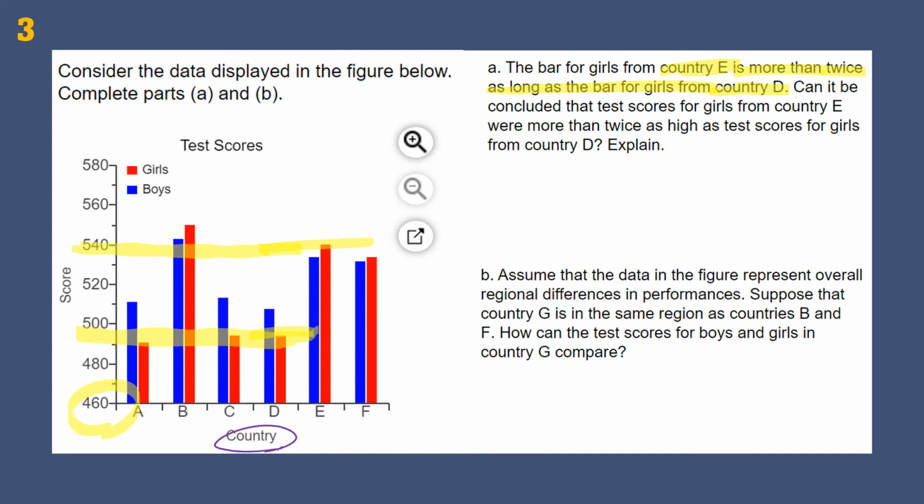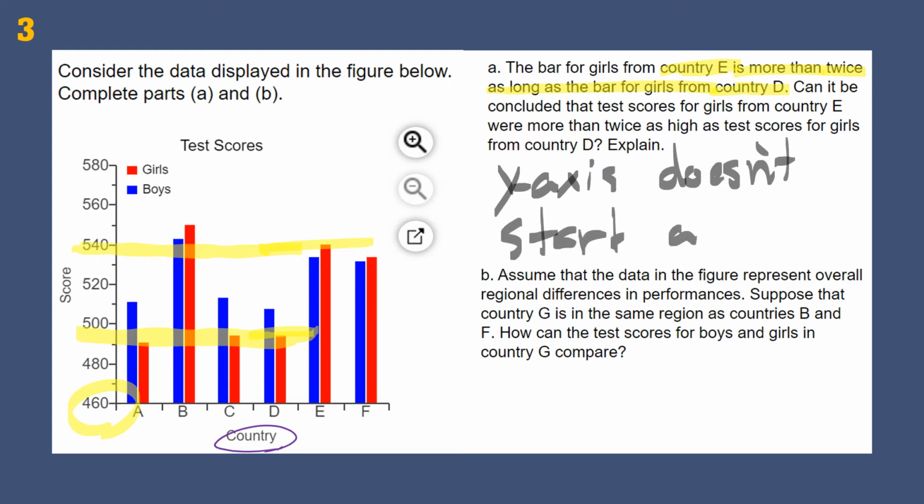And that's because of the axis. The y axis doesn't start at 0. So that's a big problem with the way we look at this graph. If we were to zoom out and put this starting at 0, these numbers are actually pretty close together. It's not nearly as spaced out as it might look when we're zoomed in right here.